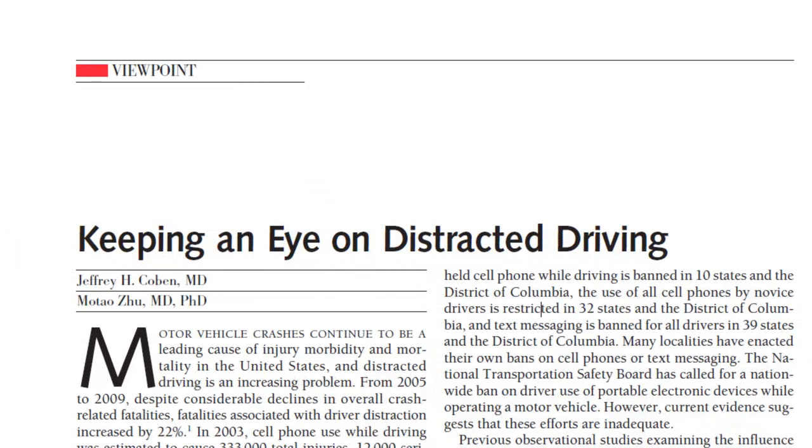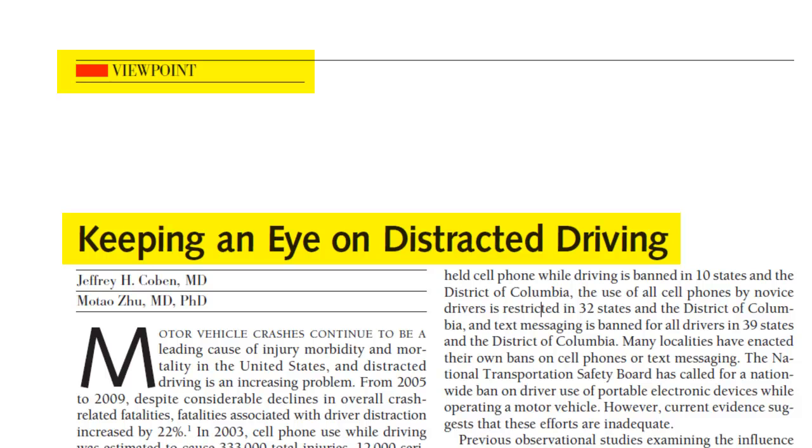This is another article from an academic journal. In fact, this is from the Journal of the American Medical Association, which is also known as JAMA. Again, this is a viewpoint article, which it tells us at the top. We've got the title of it. They're talking about distracted driving. And we've got the author's names. We've also got the author credentials. So we've got somebody with an MD and somebody with both an MD and a PhD.